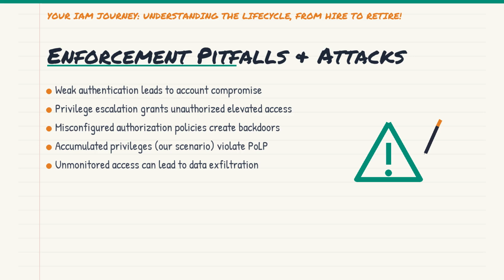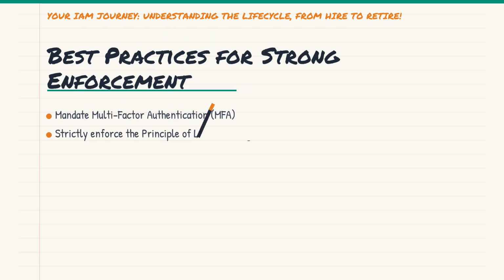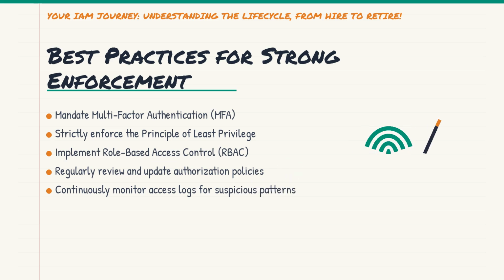Also, our scenario of accumulated privileges directly bypasses least privilege, giving attackers more options if they breach a transferred employee's account. To keep enforcement solid, prioritize strong authentication with MFA for everyone, especially for highly privileged accounts. Implement POLP religiously, ensuring every user has just enough access and that old access is removed when roles change. Use role-based access control, RBAC, to manage permissions at a group level rather than individually, making it easier to scale and maintain. And importantly, continuously monitor access enforcement logs for any anomalies or suspicious activities. It's an ongoing effort to keep those digital doors secured.